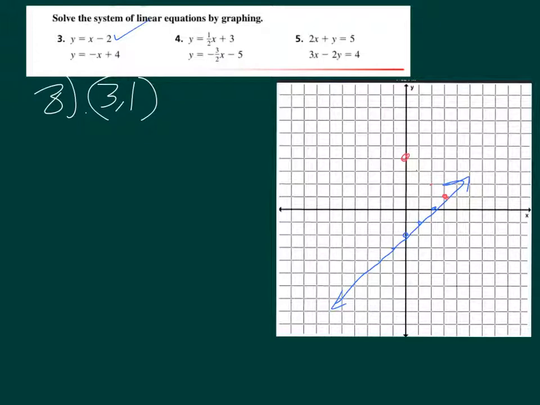The second equation, 1 equals negative 3 plus 4. Negative 3 plus 4 is 1, so I get 1 equals 1 for that one as well. So 3, 1 checks out. That is my solution. Again, I'm going to go ahead and erase this.